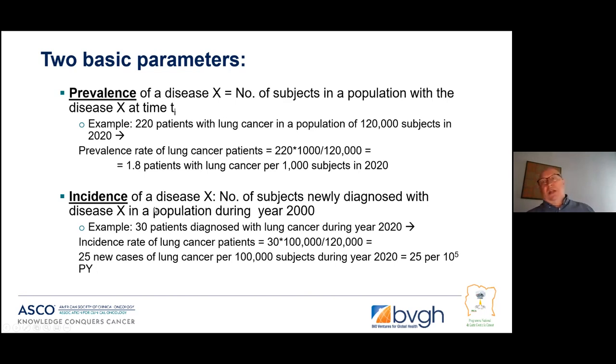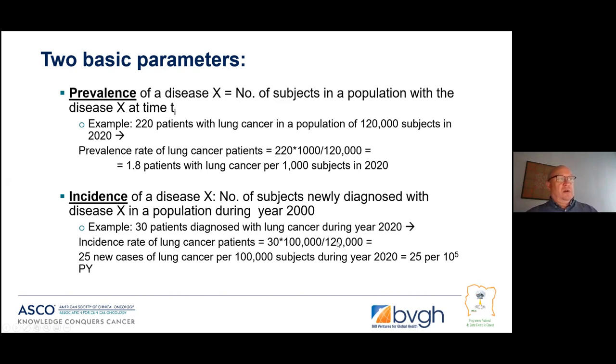Then you have the other, which is the incidence. And the incidence is very different from the prevalence. The incidence consists of the number of subjects that are newly diagnosed with the disease. So here we take into consideration the fact that these are new diagnoses. So we don't care about those who were diagnosed in the past, whereas the prevalence takes into consideration those patients that have also been diagnosed in the past and that are still living in the population. So the incidence is really about the new cases of patients. And typically, for instance, during a year, we have 30 patients newly diagnosed with lung cancer.